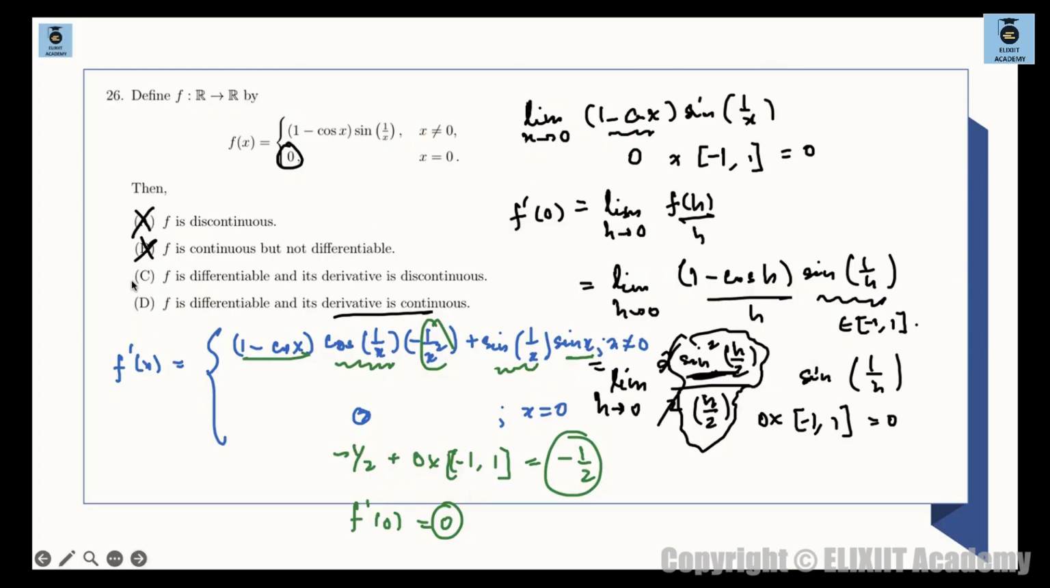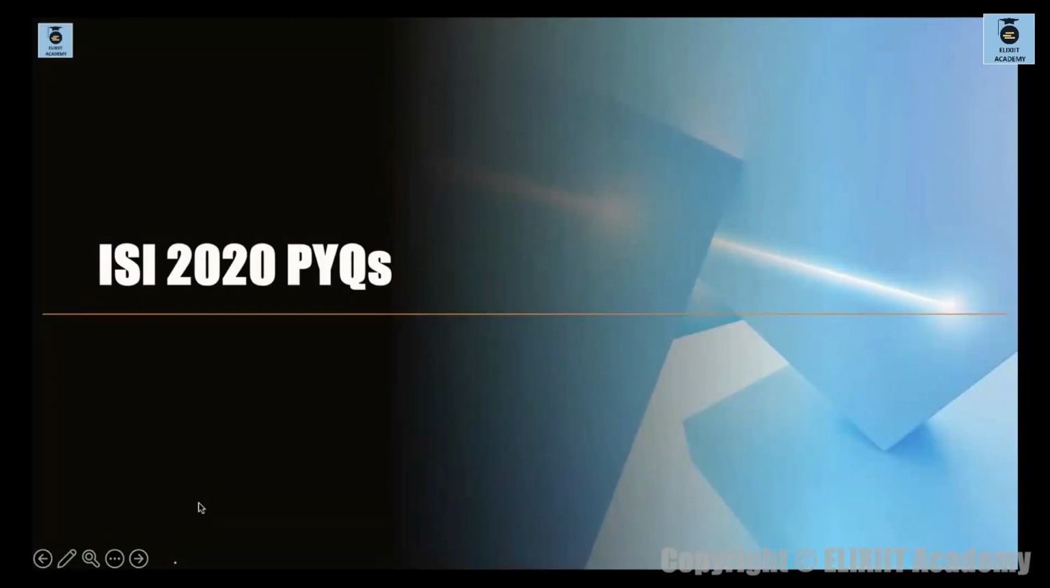So option C must be correct. Derivative is discontinuous. यहाँ पे derivative continuous नहीं है. Okay, so next we move on to 2020 PYQs.